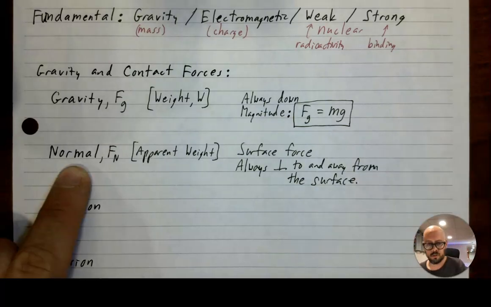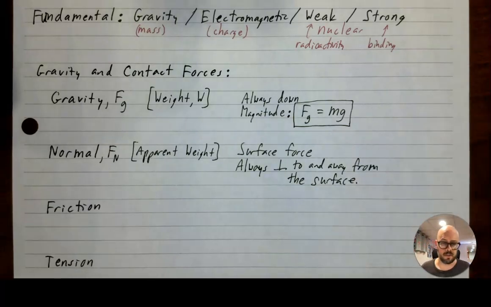So the word normal in math is a word that means perpendicular to a plane. And so the surface is the plane. And if you put an object on the surface, it will push back on it. Again, these are all going to be consequences of the electromagnetic force.